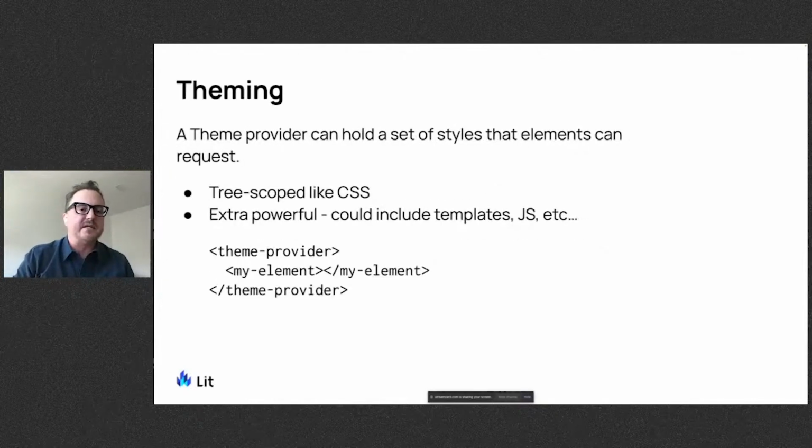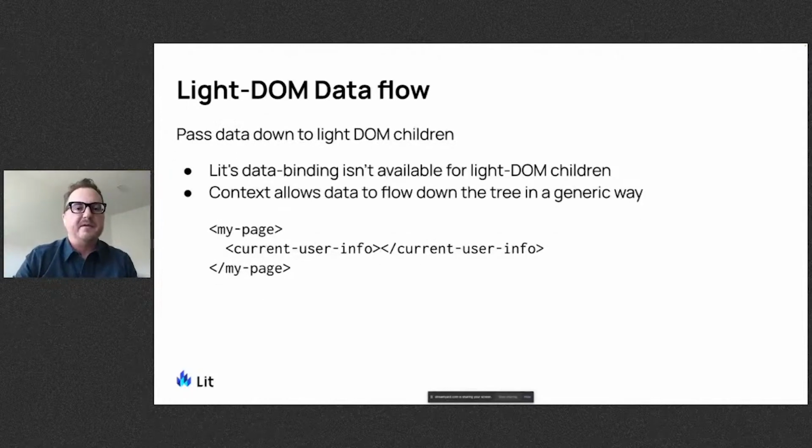Theming is an interesting case. Context behaves a little bit like CSS inheritance in that the values inherit down the tree. So for things that you can't do in CSS, like if your theming needed to include extra templates or some JavaScript or something, you could have a theme provider provide these bits of behavior and style to components down the tree.